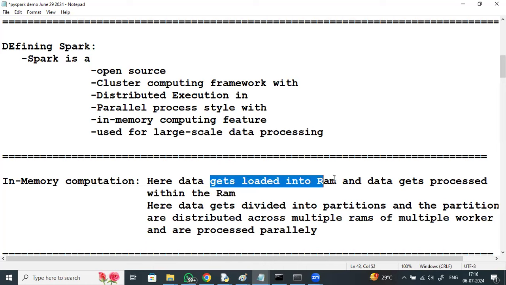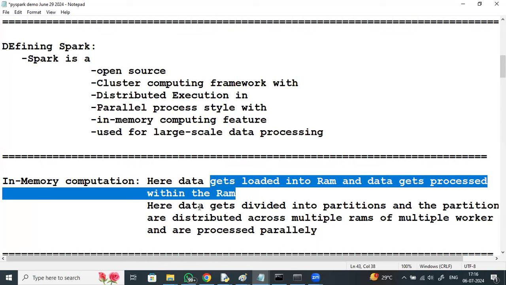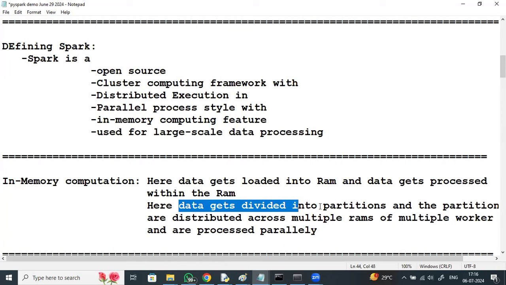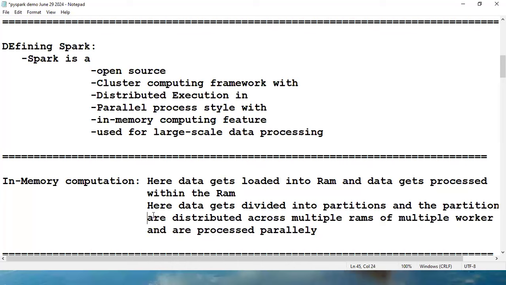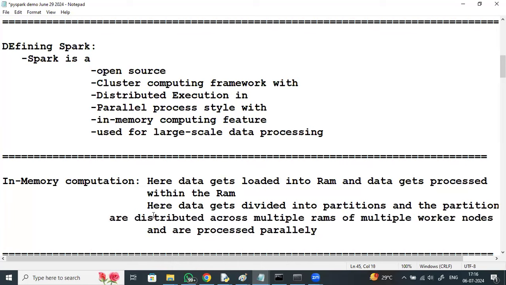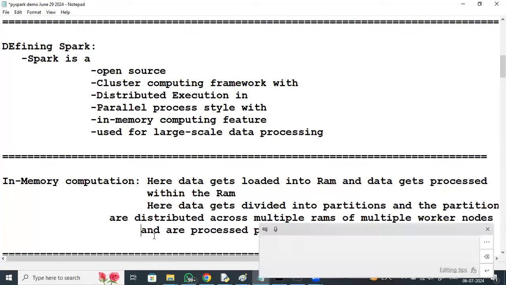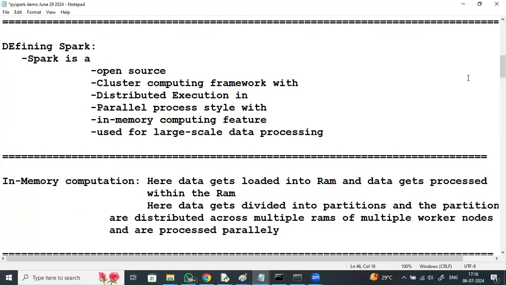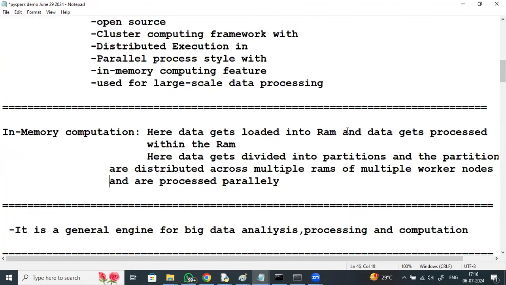Here, data gets loaded into RAM and gets processed within the RAM. Data gets divided into partitions. Whatever the data set, it is going to be divided into smaller parts, partitions, and the partitions are distributed across multiple RAMs of multiple worker nodes and processed in parallel. We are going to see very high speed from it. Spark is a general engine for big data analysis, processing, and computation.